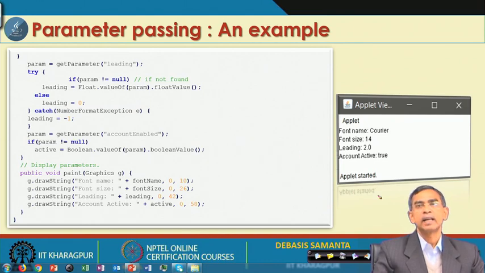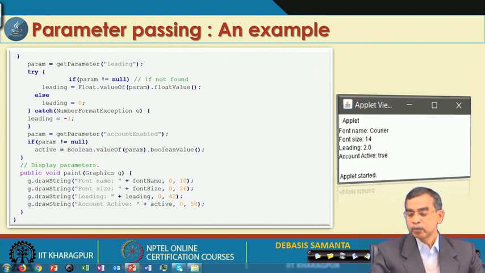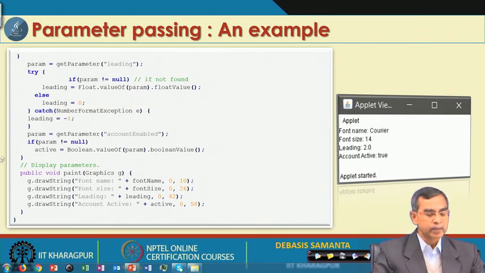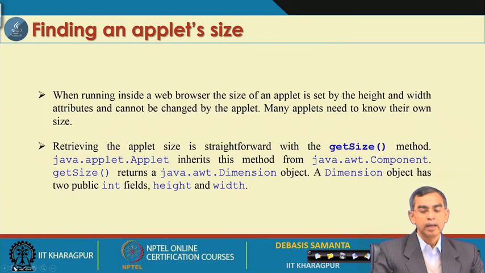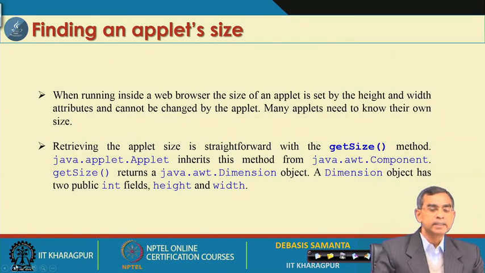Usually the HTML page designer has this provision to pass the different values, or there are many other ways also. One good example that we can have is this applet; it is just a Windows program, and this is the HTML page for this applet. It will look like this. Now, finding an applet size.